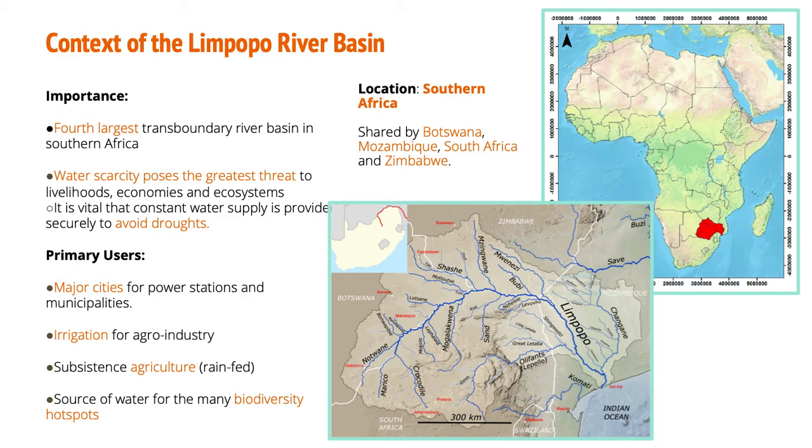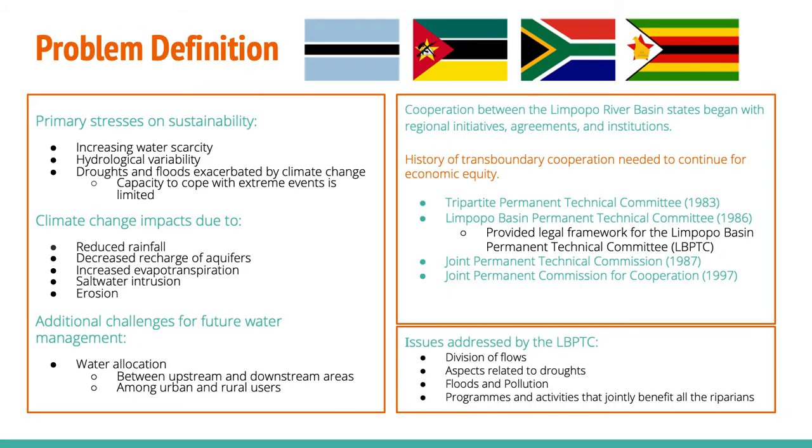Located in southern Africa, the Limpopo River Basin covers 4 riparian countries: Botswana, Mozambique, South Africa, and Zimbabwe. The basin's primary users are major cities for irrigation, agriculture, and biodiversity hotspots. The primary stresses on sustainability within the Limpopo River Basin are the equitable allocation of water resources between the 4 nations and the growing scarcity as a result of climate change, which exacerbated droughts and flooding.